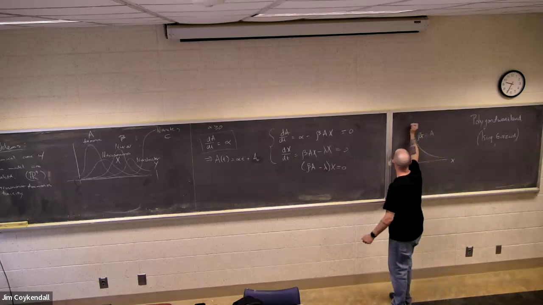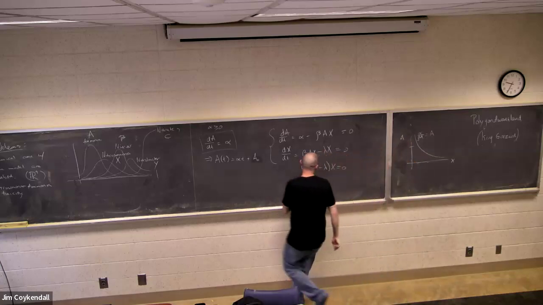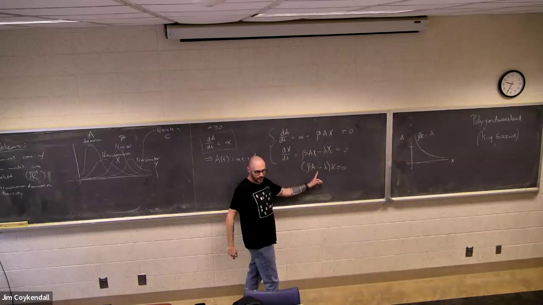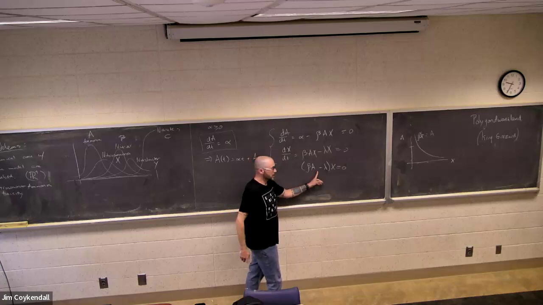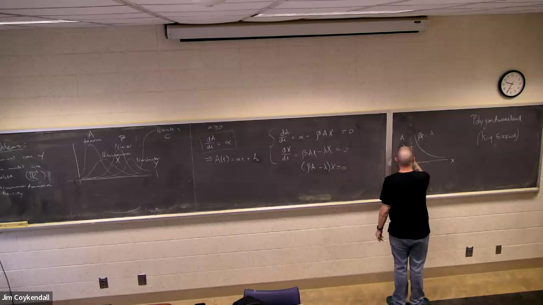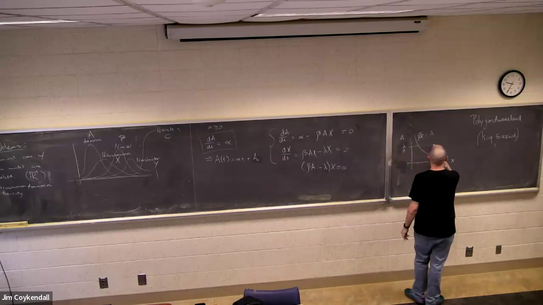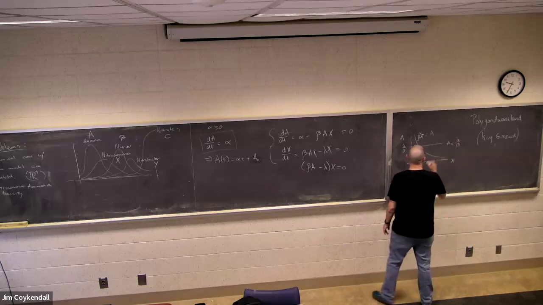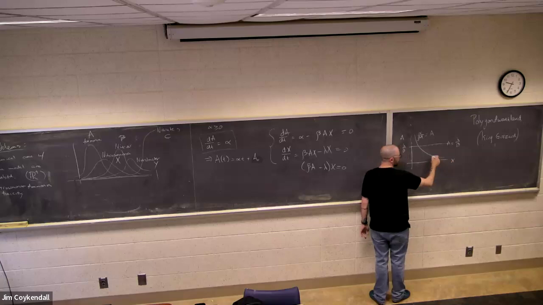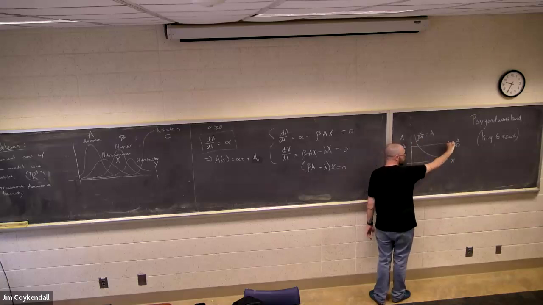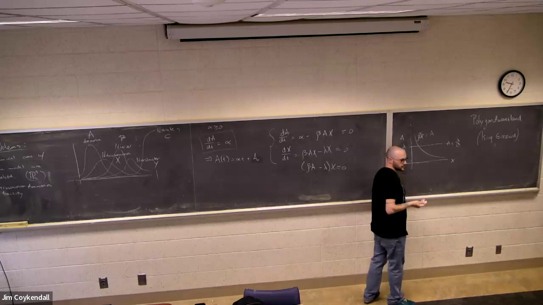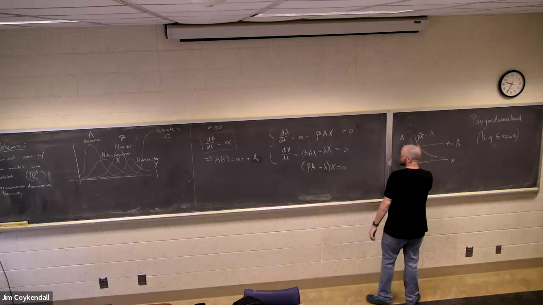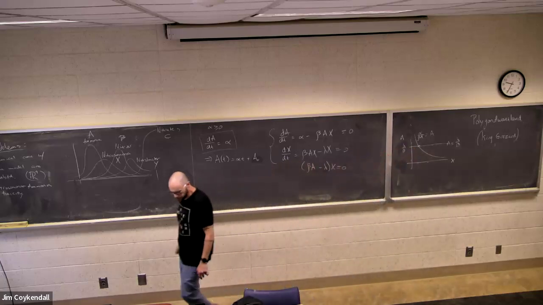Sorry. Another solution is A equals lambda over beta, which happens to be a constant. So one of these solutions falls on this curve. One of these solutions falls on this constant line. Where's the solution? Right. So this is our equilibrium.